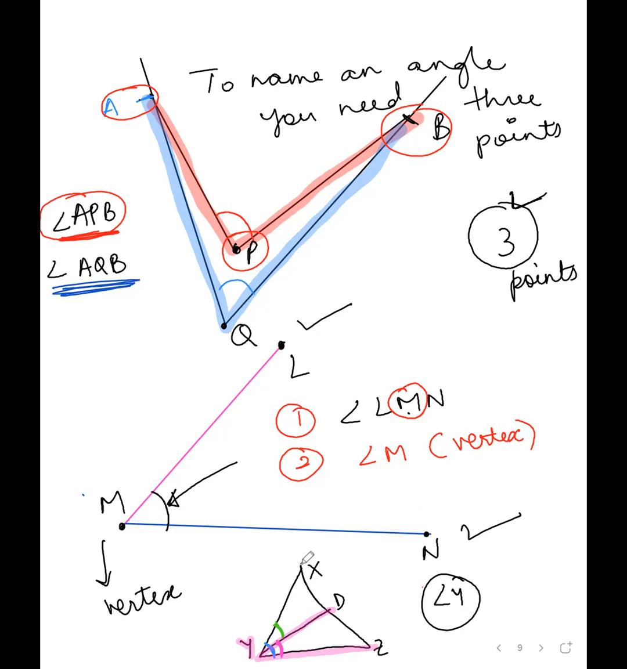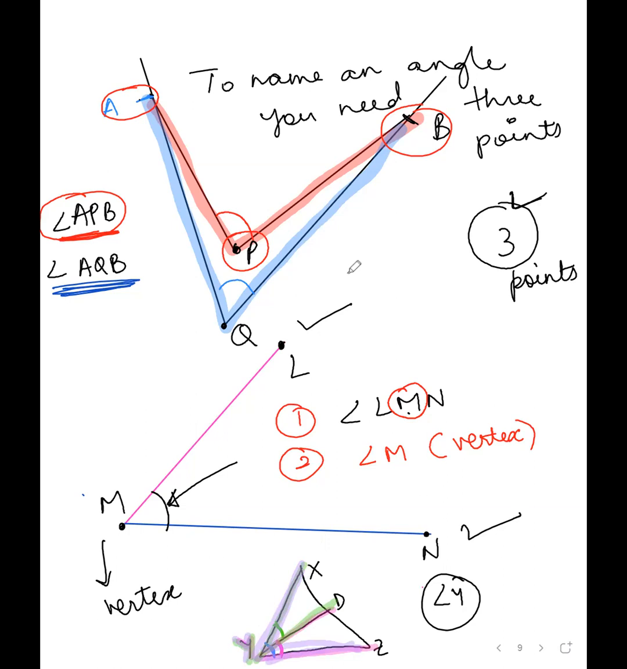Angle XYD. This is also an angle which has vertex Y. And angle XYZ. This is also an angle which has vertex Y.